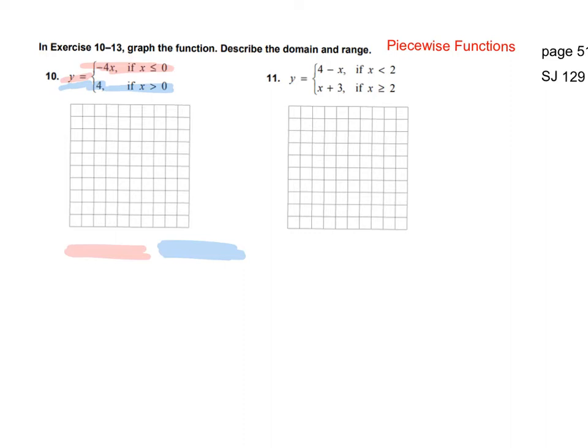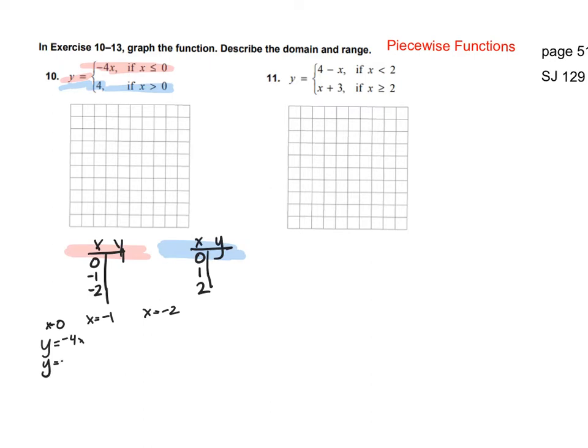In my table, I'm going to put values for x. For the red, my values are going to be 0, less than or equal to 0, negative 1, negative 2. For my blue one, my values, I'm going to include 0, 0, 1, and 2. Then I'm going to substitute these numbers in. I'm going to substitute 0 in for x, negative 1 in for x, negative 2 in for x, to that top function, y equals negative 4x.